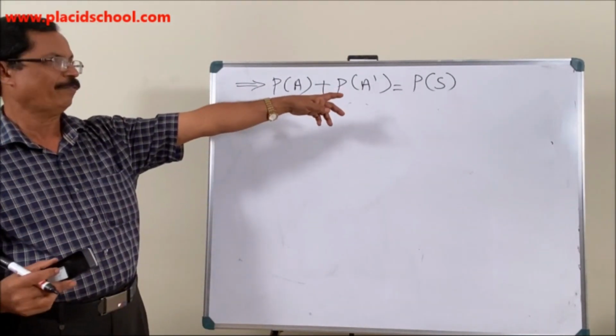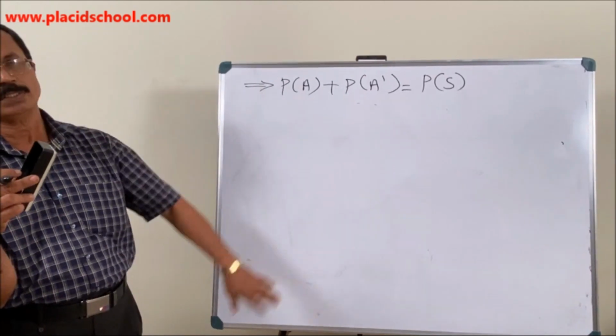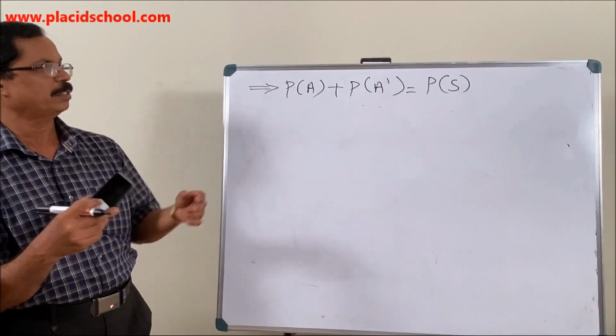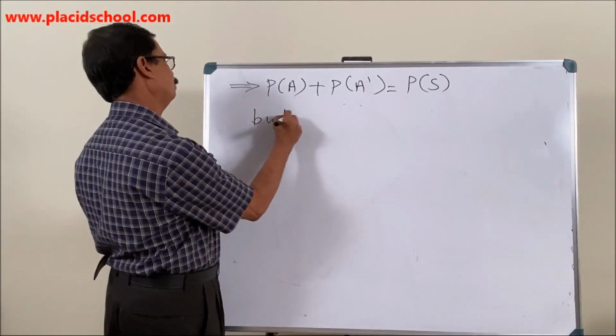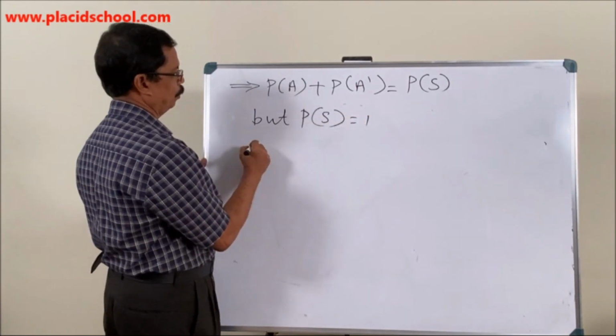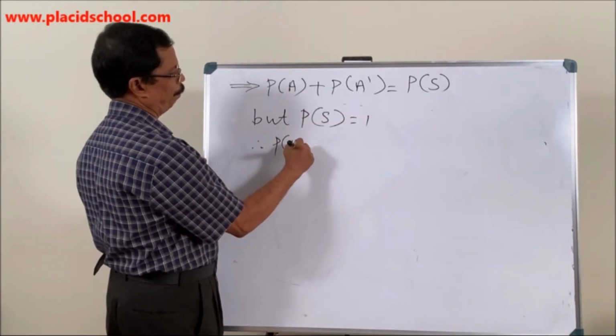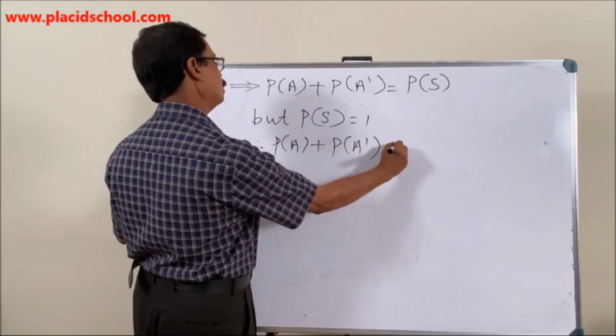Then what about P of S? That is, S is a sample space. So P of S is the sure event, and what is its value? P of S is equal to 1. Therefore, P of A plus P of A dash is equal to 1.